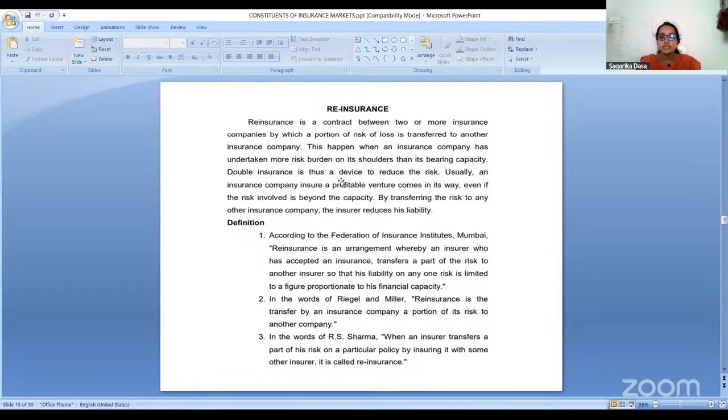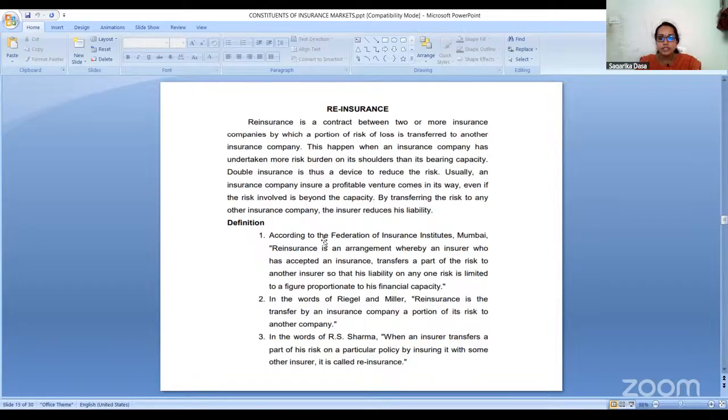Double insurance is thus a device to reduce the risk. Reinsurance we can also call double insurance. Now, double insurance is a tool, a device which will reduce the risk that a company is going to face.